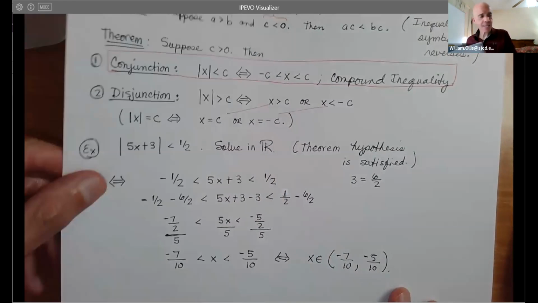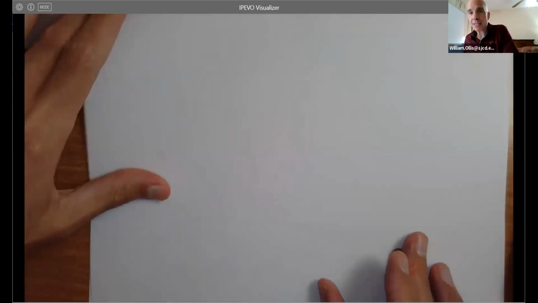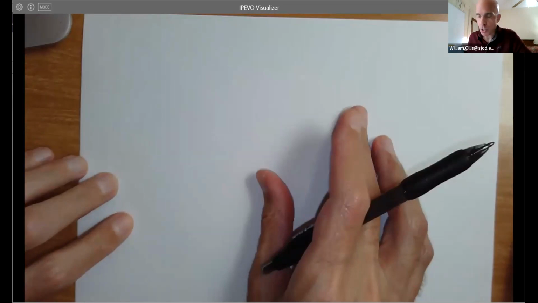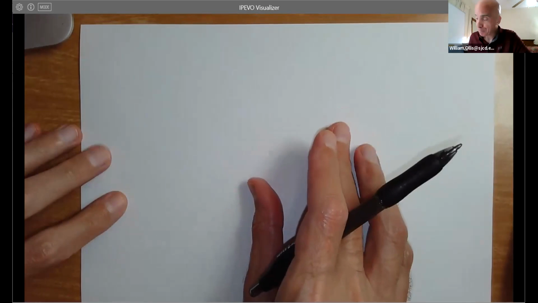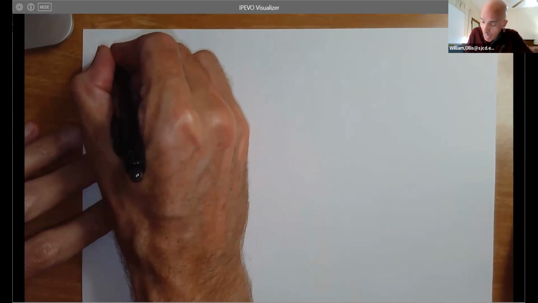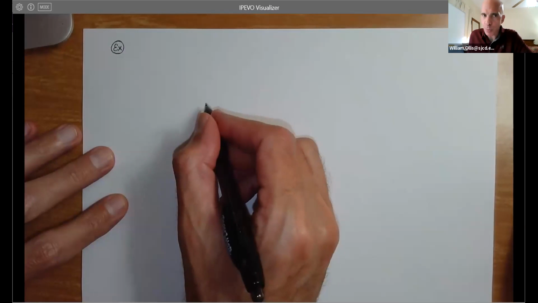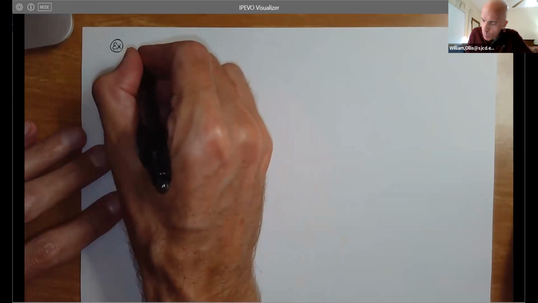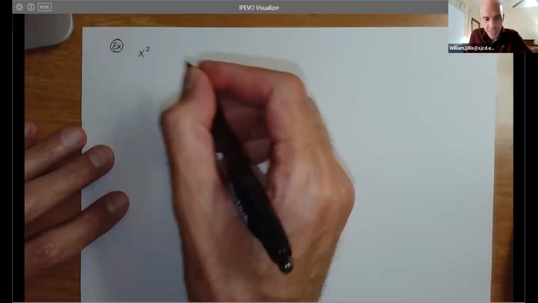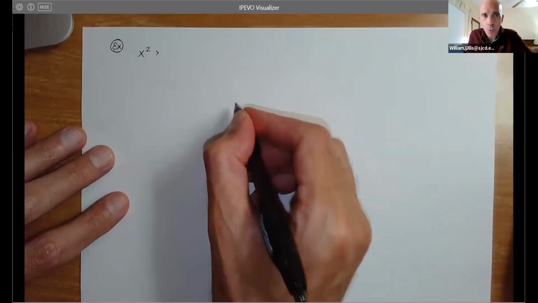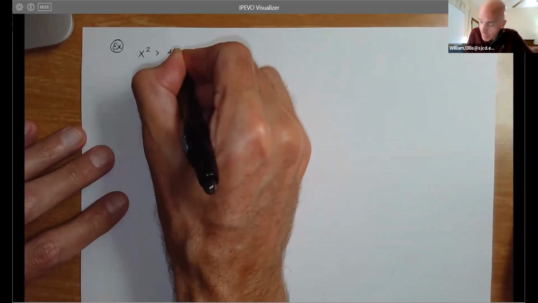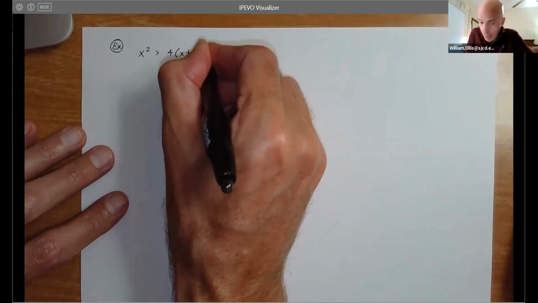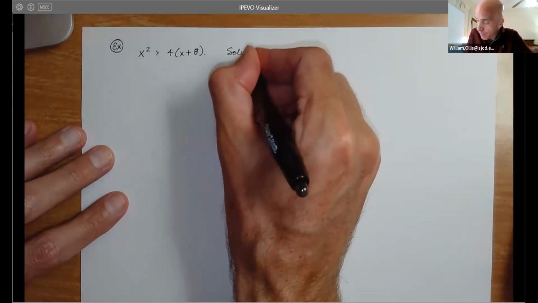Now, the next example I want to do is about a general technique, not necessarily absolute value, for solving inequalities that has to do with sign understanding. You did these in college algebra, probably till you got tired of it. So we'll start with a simple example, then we'll bump it up some next lecture. So we have x squared greater than 4 times x plus 8, and we're asked to solve in the real numbers.